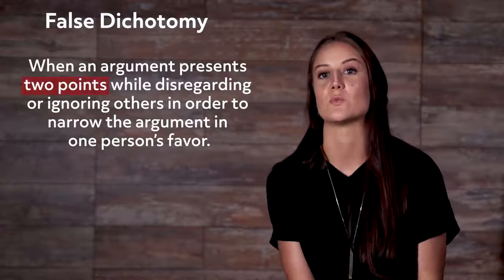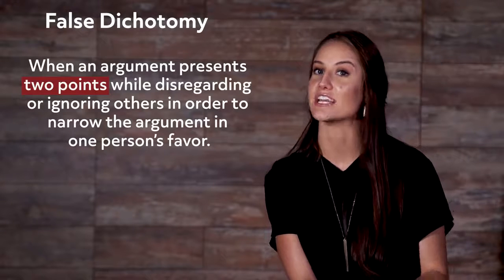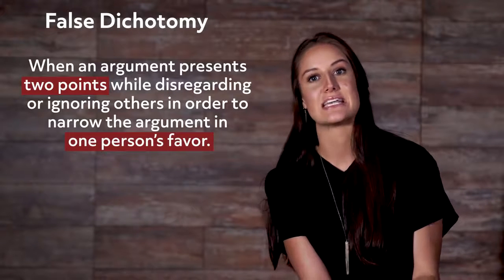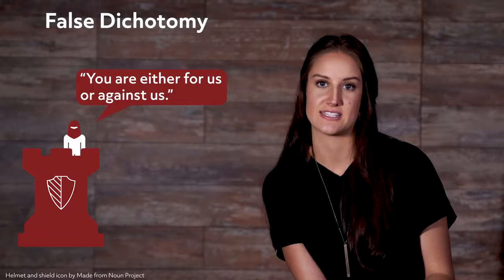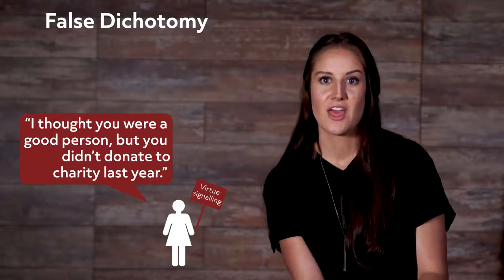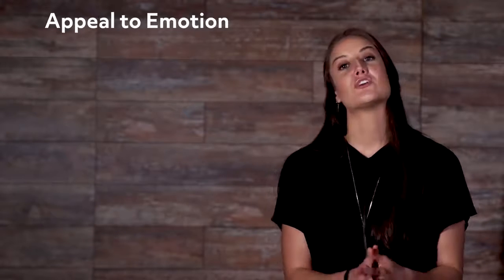False dichotomy. A false dichotomy or false dilemma occurs when an argument presents 2 points while disregarding or ignoring others in order to narrow the argument in one person's favor. This is also known as either-or fallacy. Here are a couple of examples. You were either for us or against us. I thought you were a good person, but you didn't donate to the charity last year. There are only 2 options given when there are really more options available. This attempts to drive the argument in a direction where only one specific answer can be given in order to incriminate the opposing party.